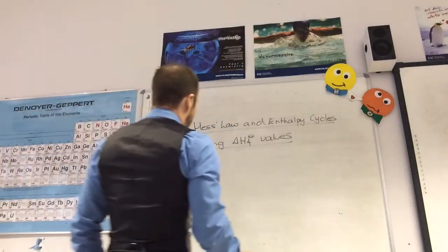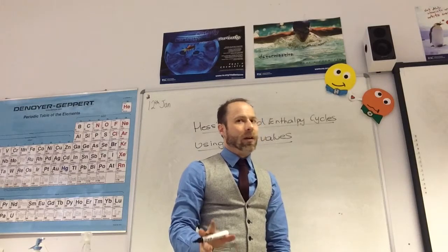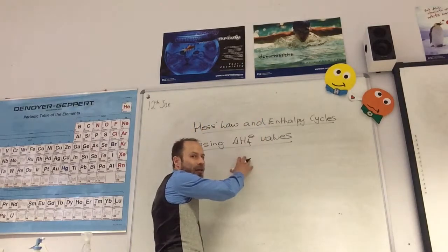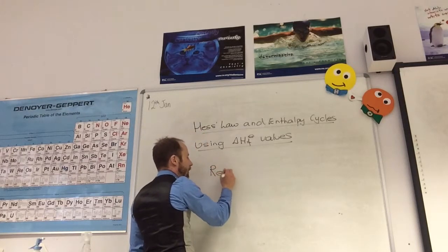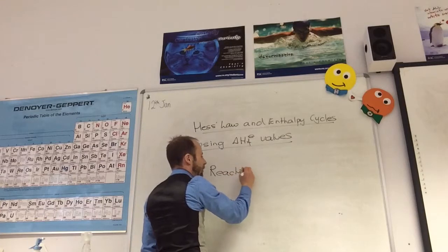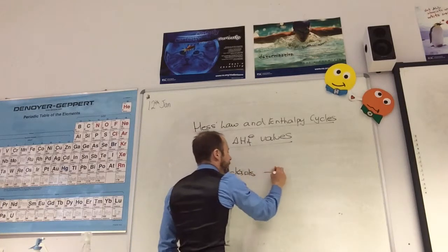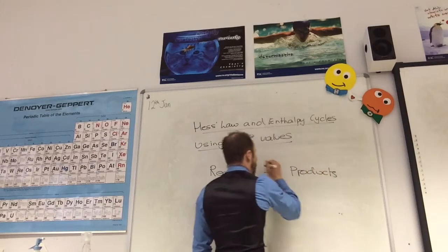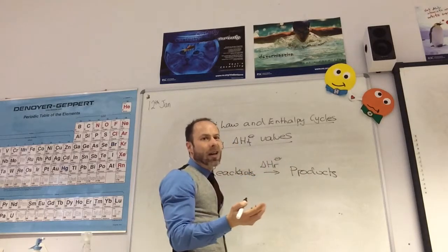There are generally two types of Hess law that we need to talk about. The first one is using delta HF values. So for delta HF, I can draw this Hess cycle. I've got reactants going to products. I want to find delta HR standard for that. I don't know what that is.